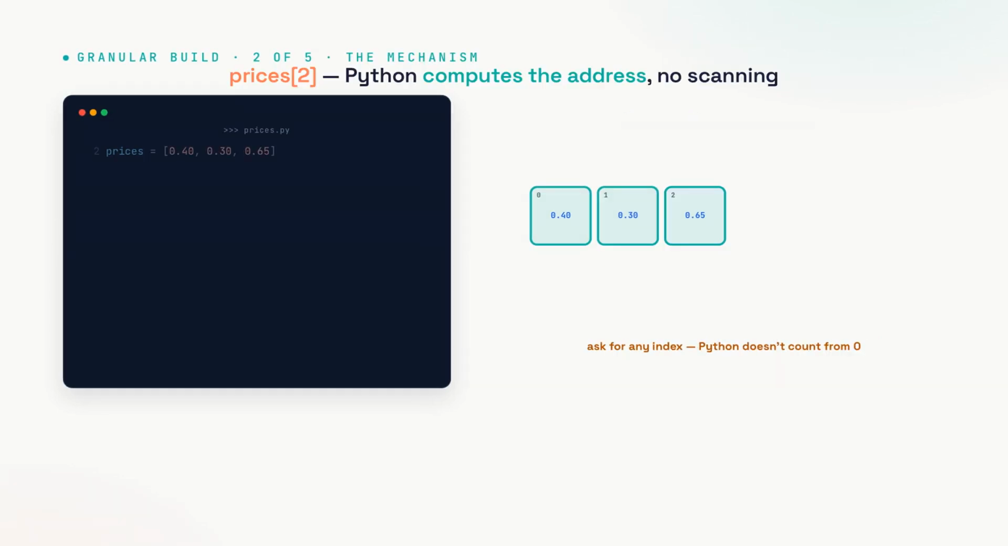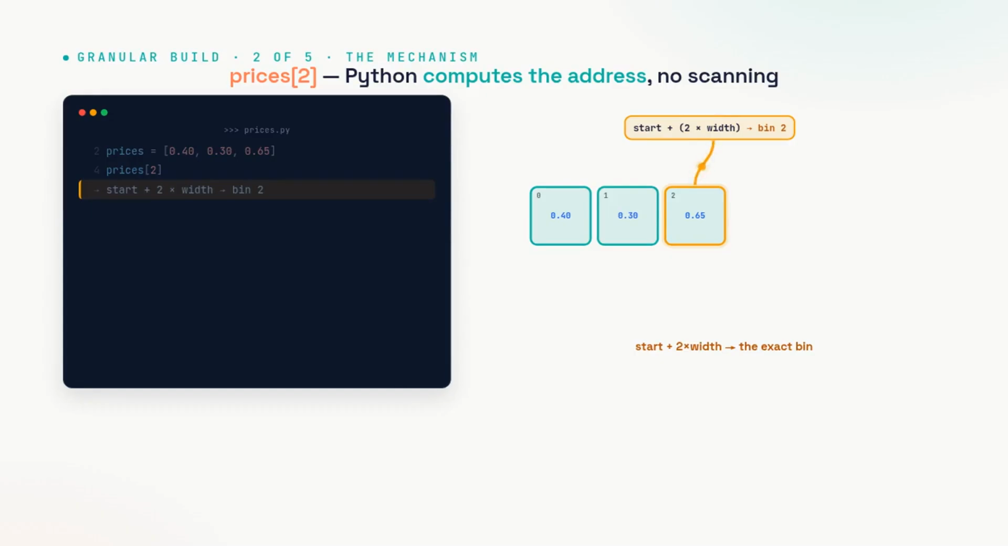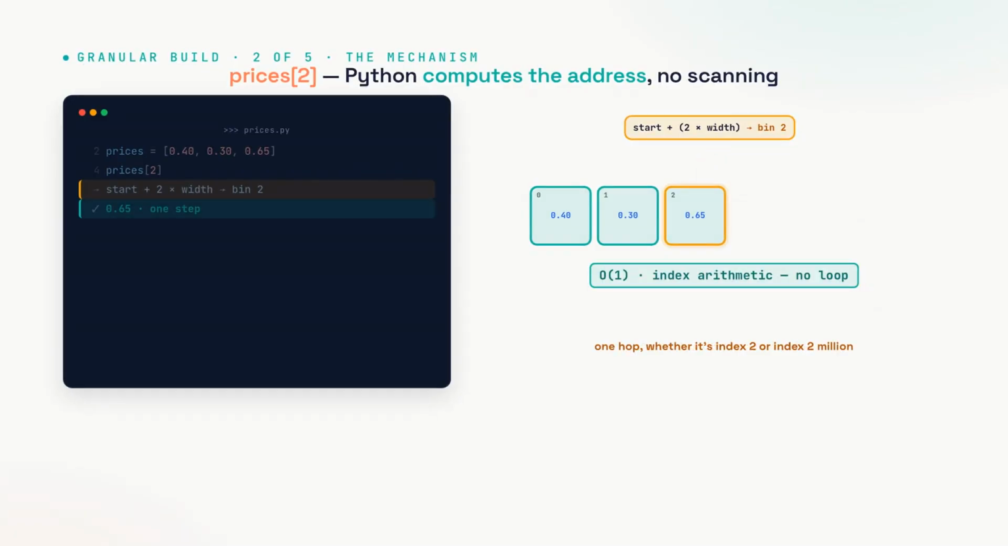Step 2, the mechanism that makes access free. Ask for any index and Python does not count from 0. Watch, we write prices[2]. That's the ask, go get me the tote at index 2. Python runs the address calculation, start plus 2 times the bin width, and lands on the exact bin. No loop, no scanning, just arithmetic. One hop, 0.65. And it's one hop whether you asked for index 2 or index 2 million. That's O(1), index arithmetic, no loop.